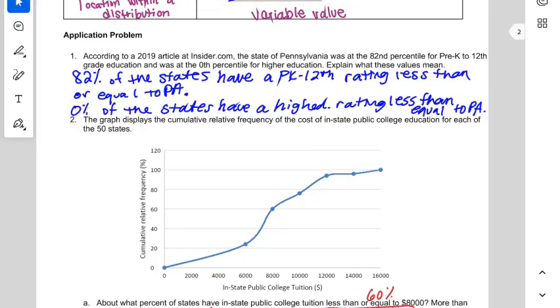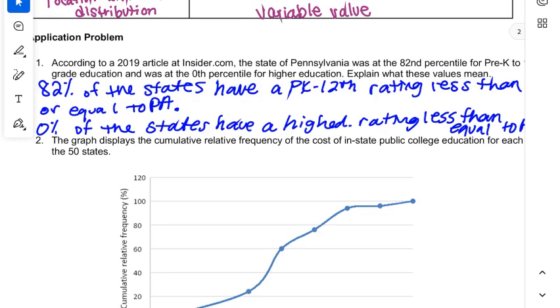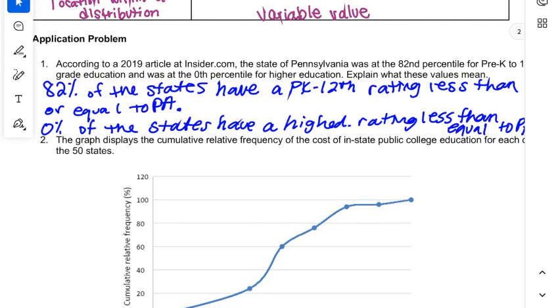Let's see how you did. So as long as it's a variation of this, then you're good. So number 1 wanted you to describe the 82nd percentile. So 82% of states have a pre-K to 12th grade rating less than or equal to Pennsylvania.